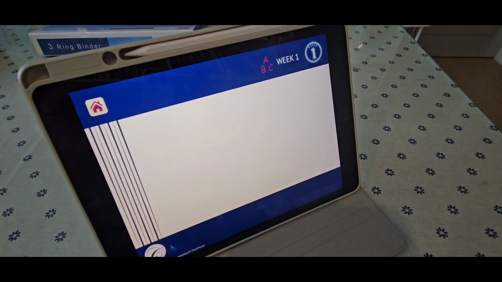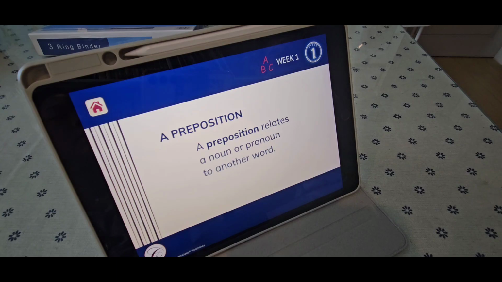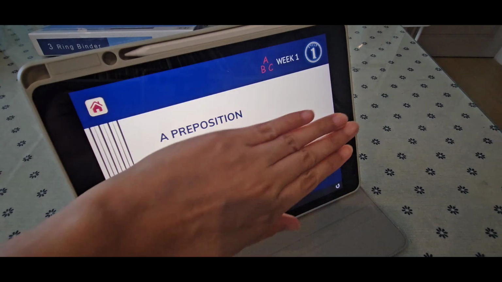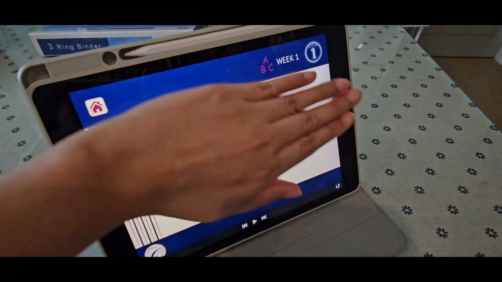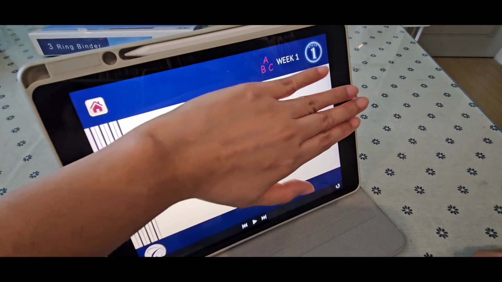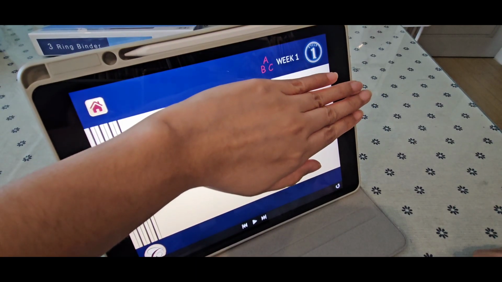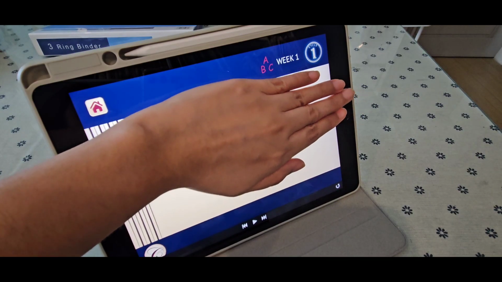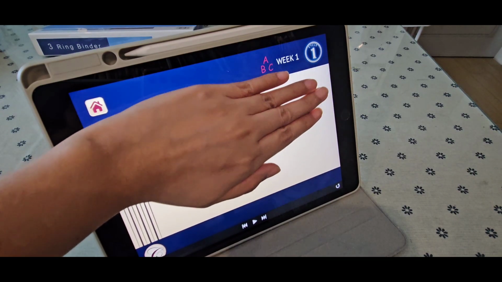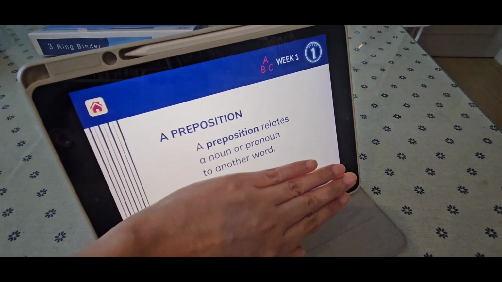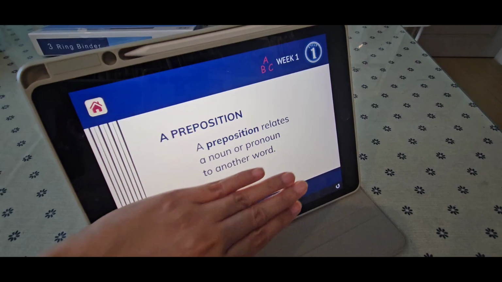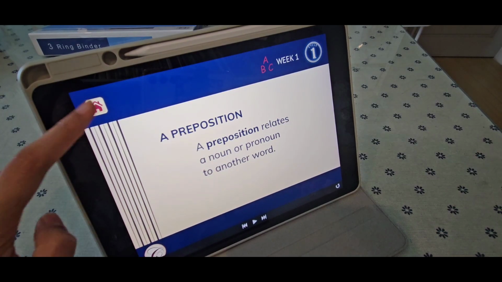Let's move on to Week one. English. A preposition. A preposition relates a noun or pronoun to another word. Can you say that? Good. Again. A preposition is a word that connects a noun or pronoun to another word. See? Not even 5 seconds and you're already changing some words. A preposition relates a noun or pronoun to another word. Memorize that.